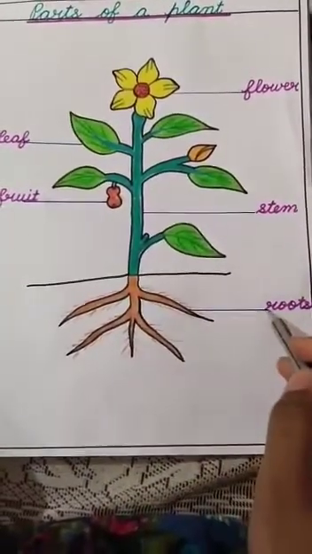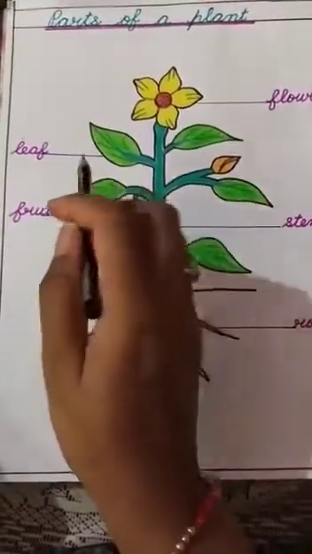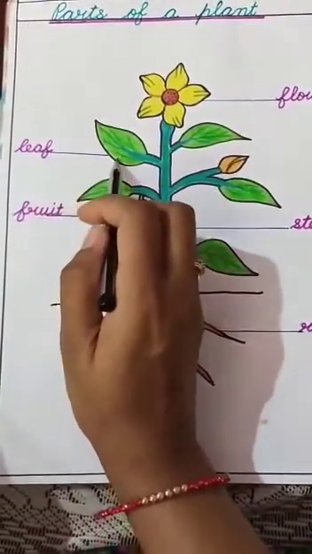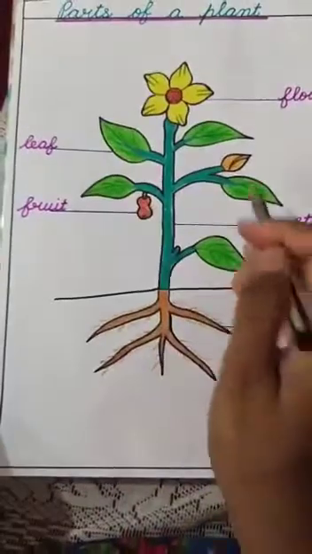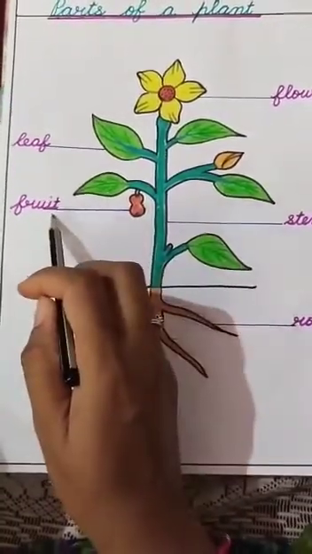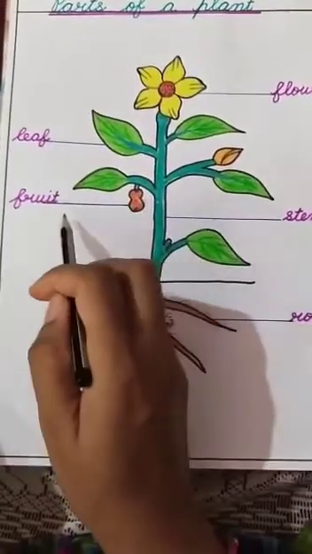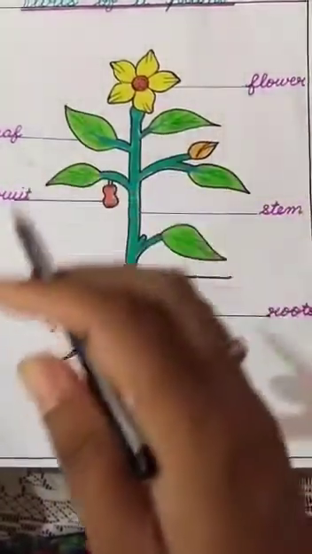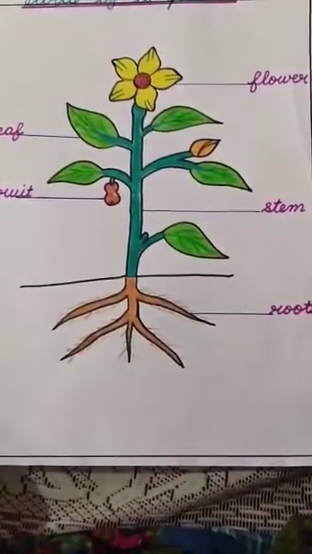These are roots. Here this is a leaf. You can see there are many leaves. This one is a fruit. So these are the parts of a plant.